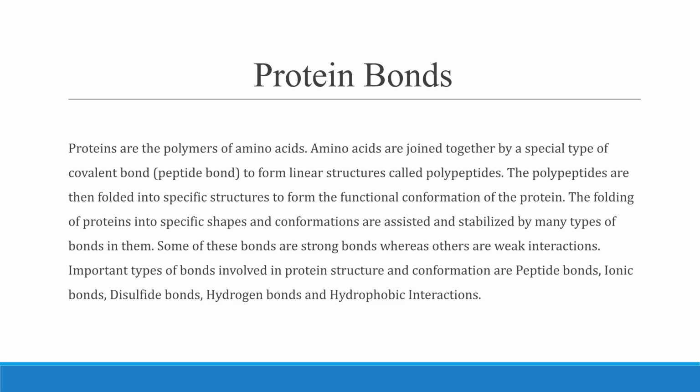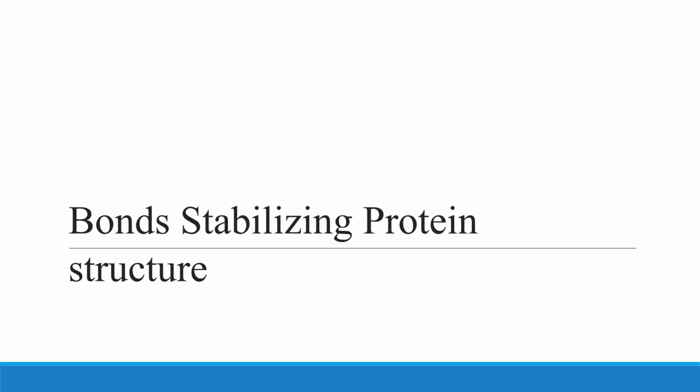Proteins are polymers of amino acids joined by a covalent peptide bond to form polypeptides. These polypeptides fold into a specific functional conformation. This folding is stabilized by various strong and weak bonds, including peptide, ionic, disulfide, hydrogen, and hydrophobic interactions. This section focuses on the bonds stabilizing protein structure.